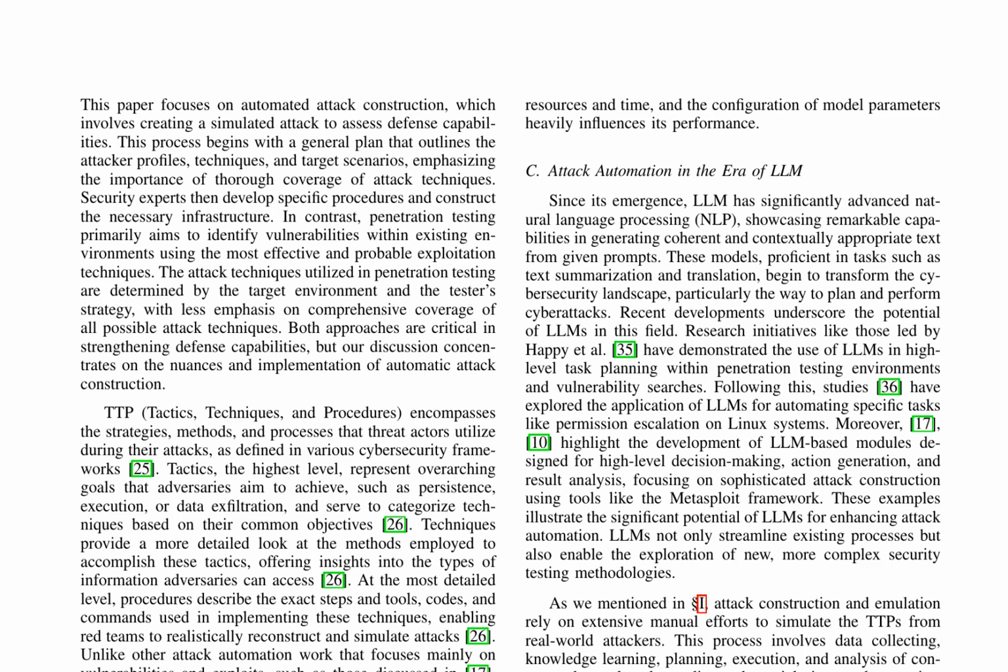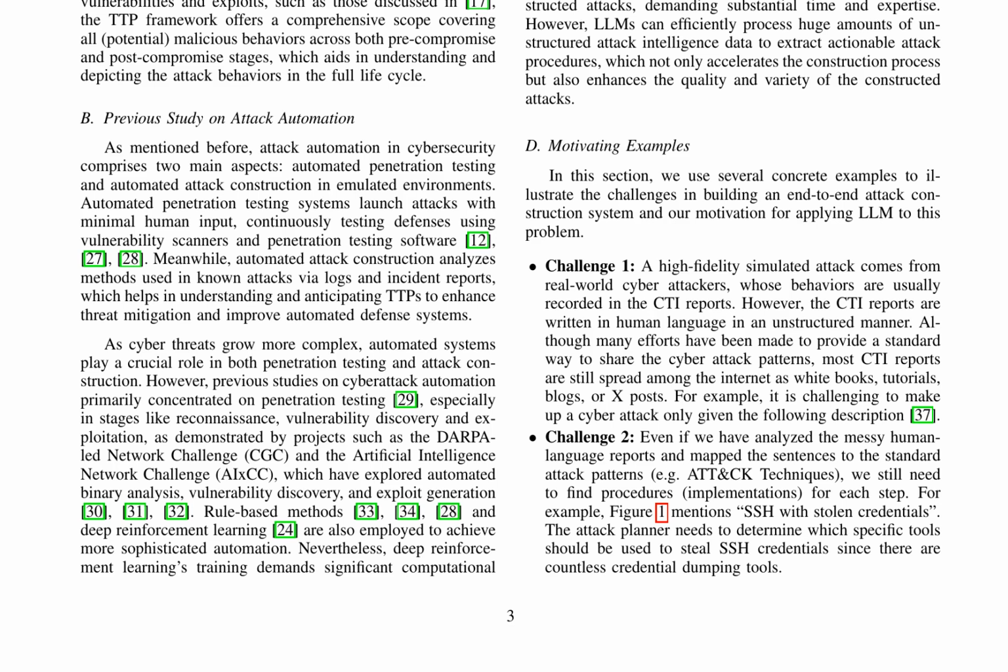Previous studies on attack automation have primarily concentrated on penetration testing, especially in stages like reconnaissance, vulnerability discovery, and exploitation. However, automated attack construction analyzes methods used in known attacks via logs and incident reports, helping to understand and anticipate TTPs to enhance threat mitigation and improve automated defense systems.